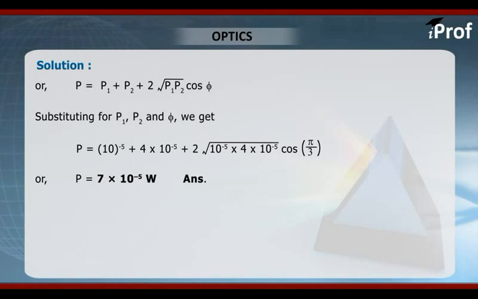This is the final answer. Now the point to be appreciated is that the power at the required point will have the same relation as is valid for intensities. So here power will be P1 plus P2 plus twice under root P1 P2 cos phi, a relation which is similar for intensities. That's the only twist in this problem. The rest of the problem is as usual, and it is a routine part of interference.